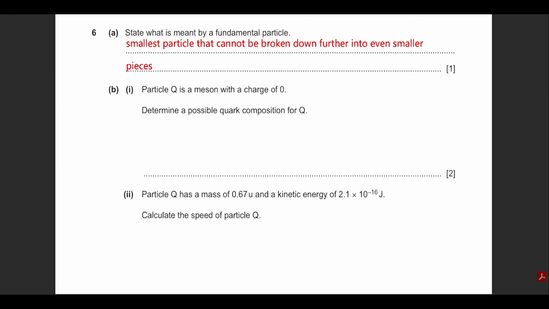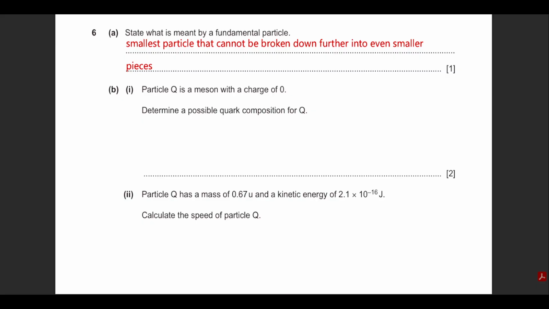Question 6 is very easy. In question 6, we have a fundamental particle. It says, what is a fundamental particle? We understand what that is: it cannot be broken down into smaller parts. And then we have particle Q.